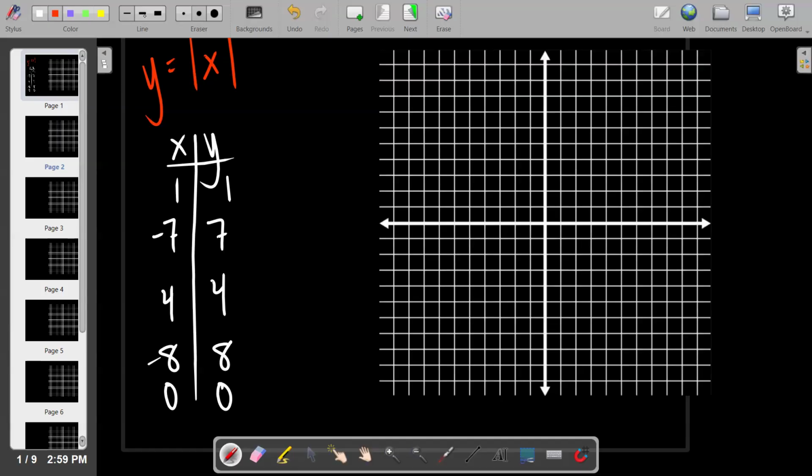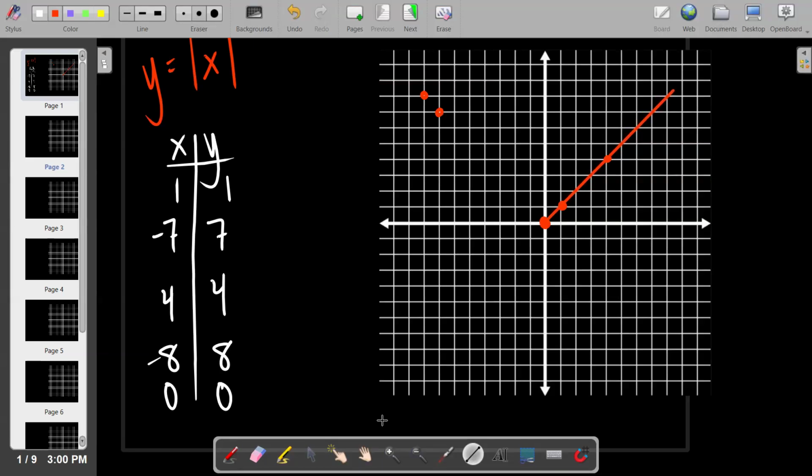So if we go through and plot all the points real quick, here's 0, 0. Here's 1, 1. Here's -7, 7. Here's 4, 4. And here's -8, 8. I could go like all day, right? But that's enough. The power of making a table is that a graph will just start to appear before your eyes when you plot enough points. So having said that, the graph of an absolute value function looks like this.